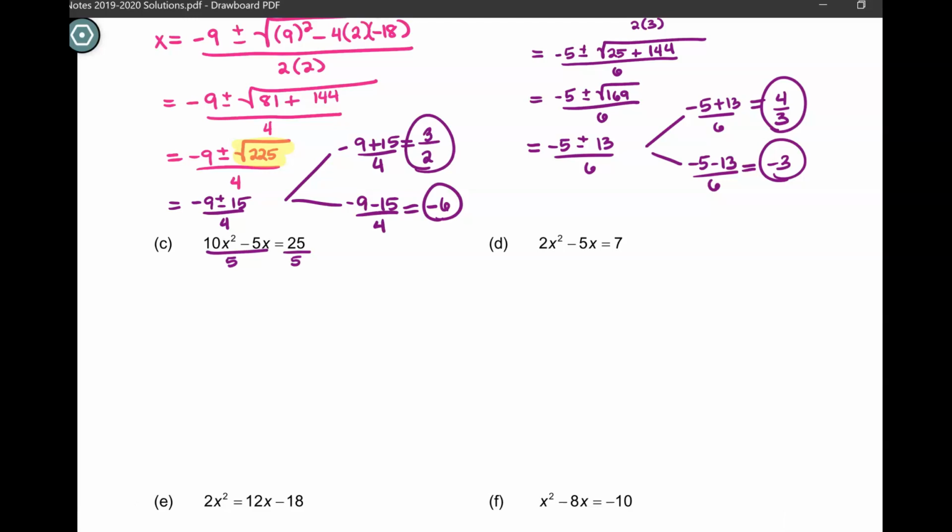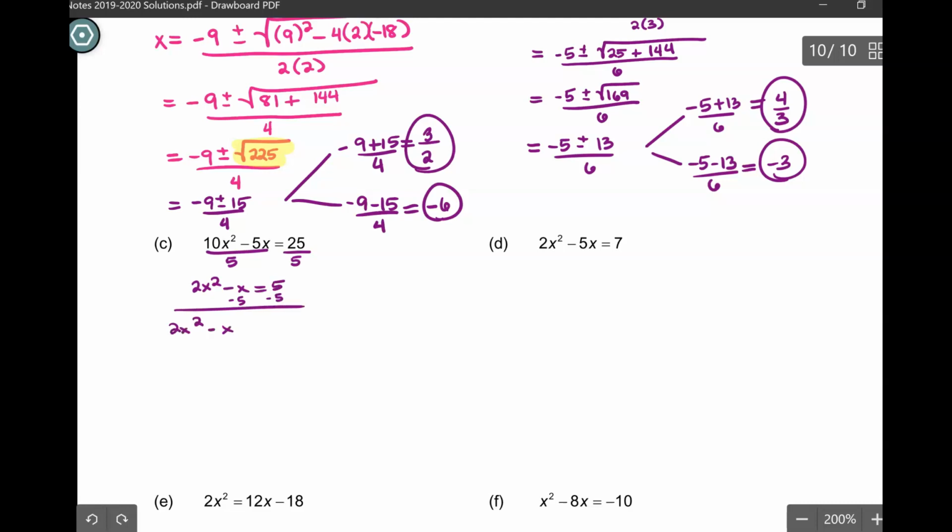So if I divide everything by 5, I get 2x squared minus x equals 5. Now I'm going to subtract 5 from both sides because I want to make sure it's in the right order. So I have 2x squared minus x minus 5 equals 0. My value of a is 2, b is -1, and c is -5. So I'm going to plug into my formula.